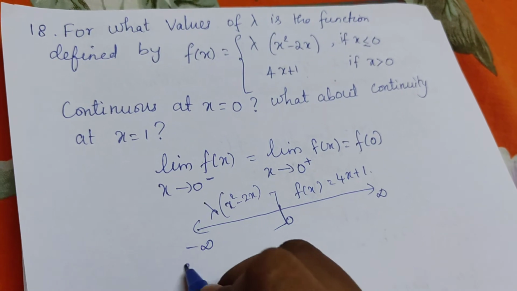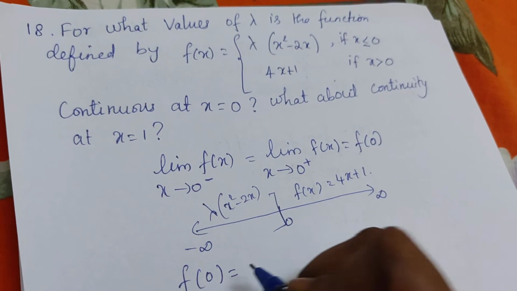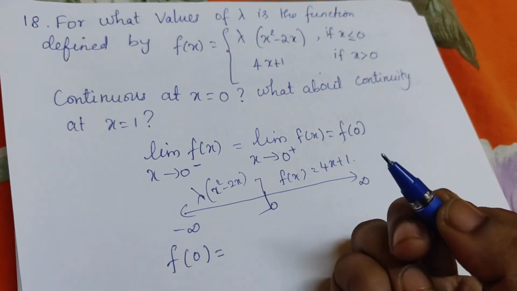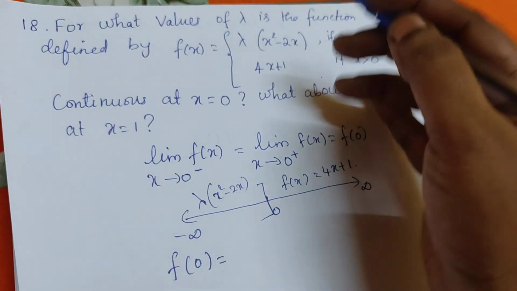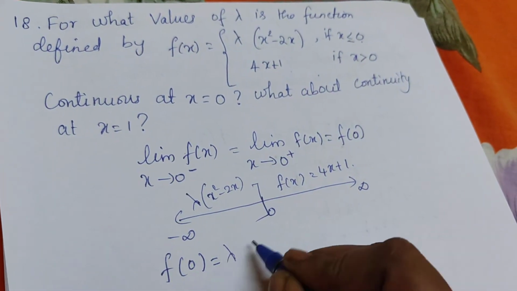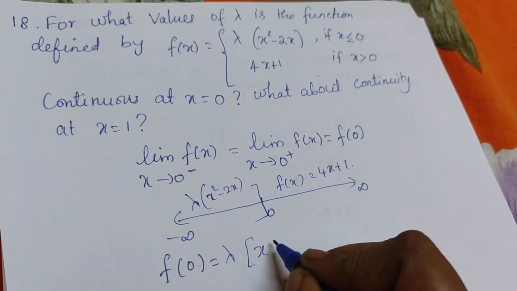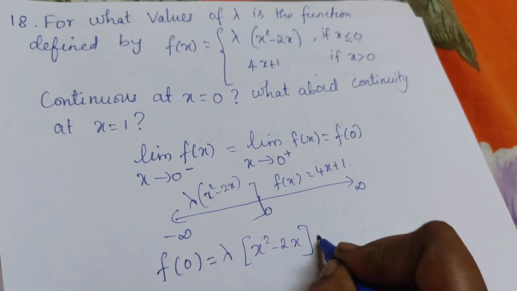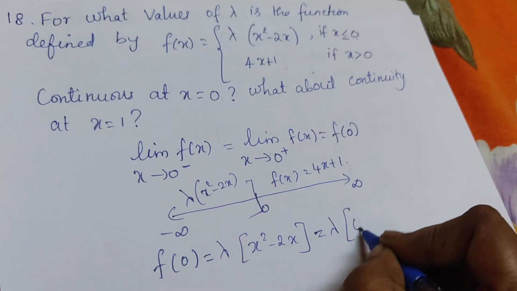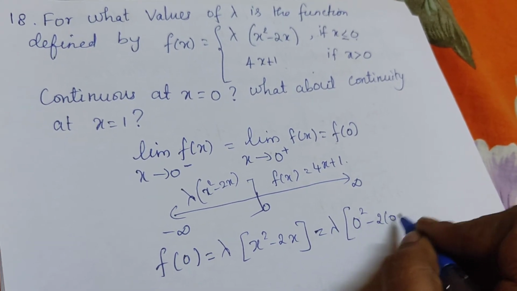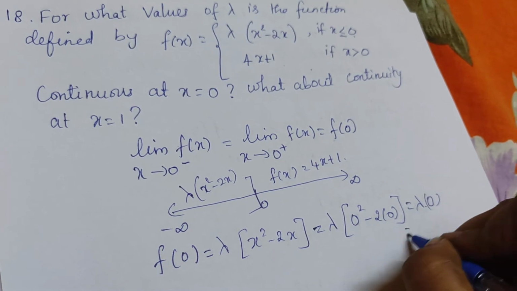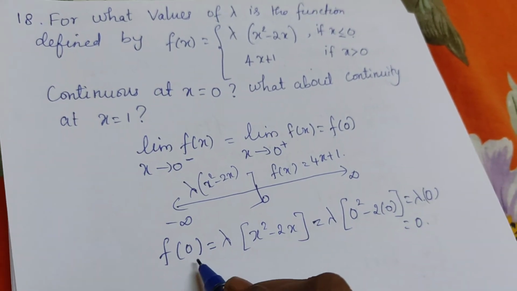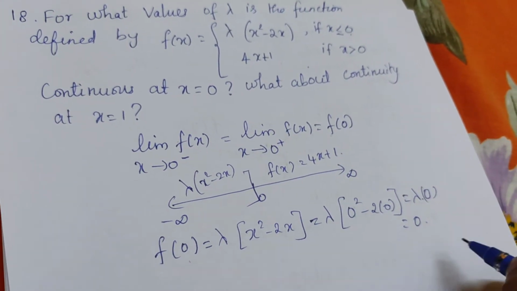Now to say the function is continuous at 0, we have to know the functional value. So the value of the function at x equal to 0, lambda into x square minus 2x, is equal to lambda into 0 square minus 2 into 0, which is nothing but lambda into 0, that is 0. So the functional value at x equal to 0 is 0.